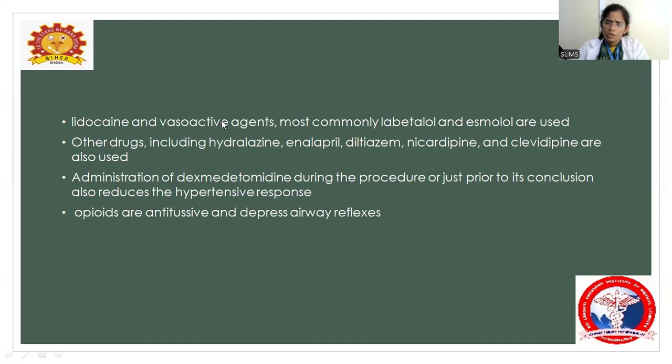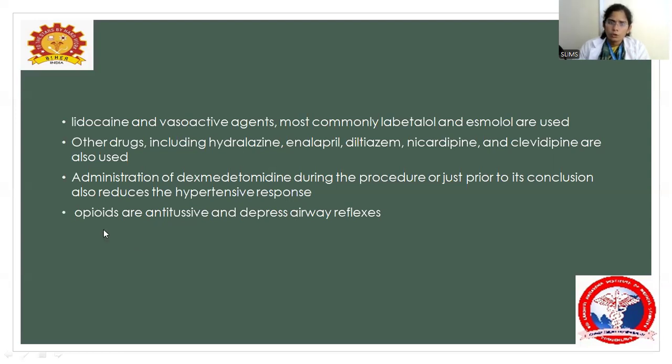Lidocaine and vasoactive agents, most commonly labetalol and esmolol are used. That is, the beta blockers labetalol and esmolol are used. Other drugs including hydralazine, enalapril, diltiazem, nifedipine, clevidipine are also used. Administration of dexmed during the procedure or just prior to its conclusion also reduces the hypertensive response. That is, during surgery, the hypertensive response can occur due to surgical stimulation, inadequate depth of anesthesia, intubation response, extubation response. All these should be prevented.